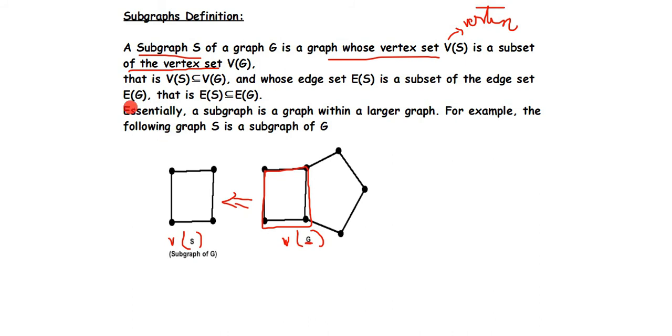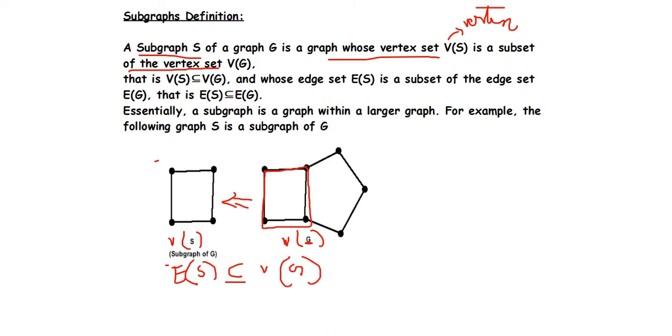If you look at the definition, V of S is a subset of V of G, and its edge set E of S is a subset of the edge set E of G. That means the edges are also subsets, just like the set of vertices of V of G. So both your vertices as well as your edges, E of S, should be a subset of those of G.